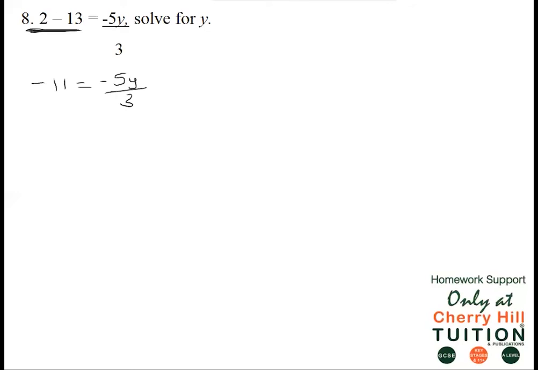Now, what is stopping the y from being on its own? Hopefully you will see that it is the divide by 3 and the multiply by minus 5. So again, step by step, we need to eliminate these in order to have y on its own. So let's start with the divide by 3. The inverse of divide by 3 is multiply by 3. So we multiply both sides by 3.